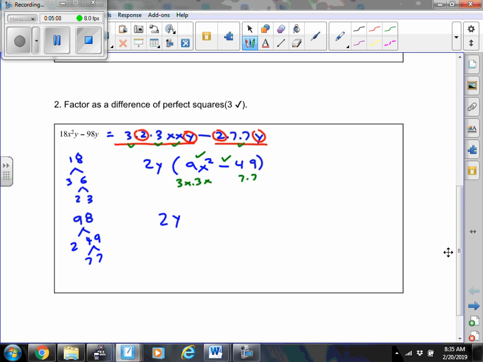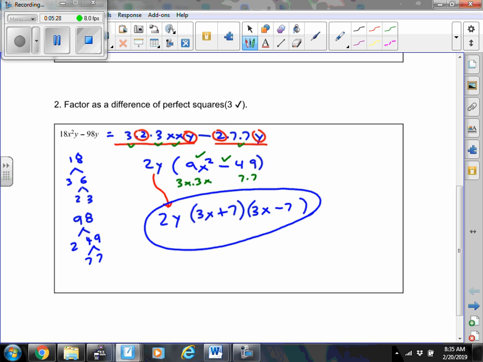Remember this number on the outside, this y, 2y, that's just your hanger. Your GCF just hangs there. And now I'm going to put my two parentheses and write my perfect, perfect plus 7 minus 7. Now remember, I can switch the order of those two, the plus and minus signs. And that is completely factored to its prime factors.